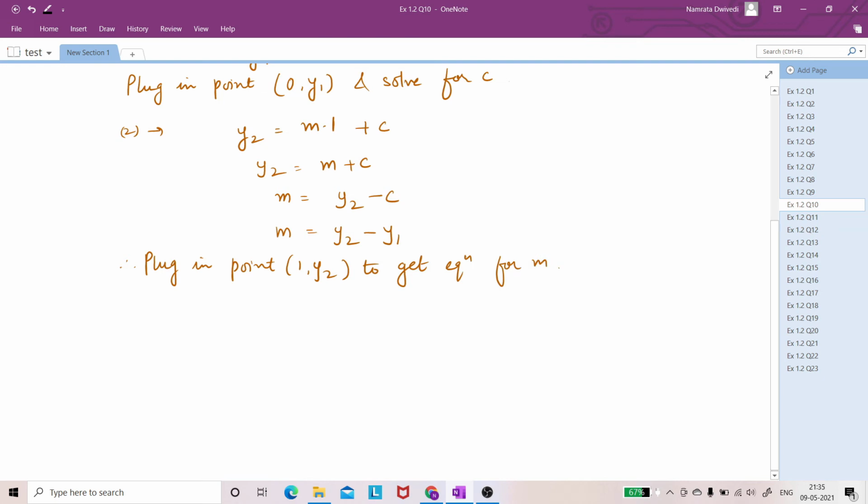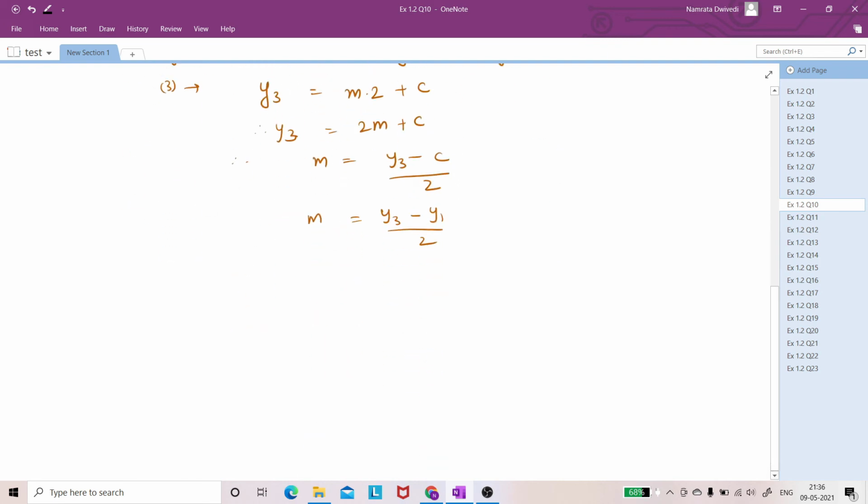Are you getting it? Now y3, what is it equal to? The third point, it is equal to m into 2 plus c. Yes, so therefore y3 is equal to 2m plus c. Therefore m is equal to y3 minus c upon 2. Am I right? And what is c? It is equal to y1 upon 2.